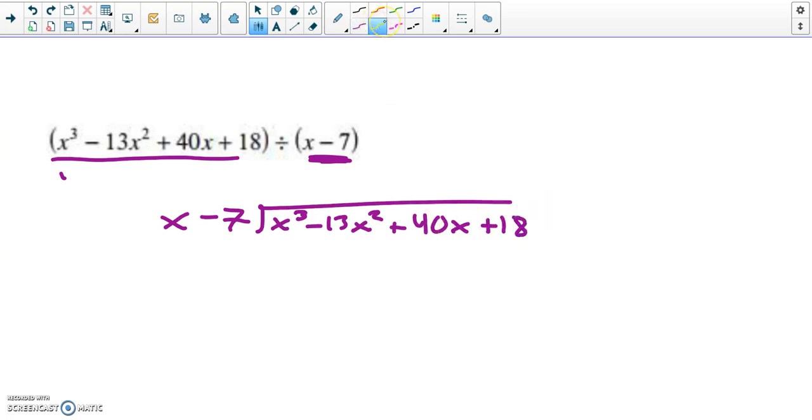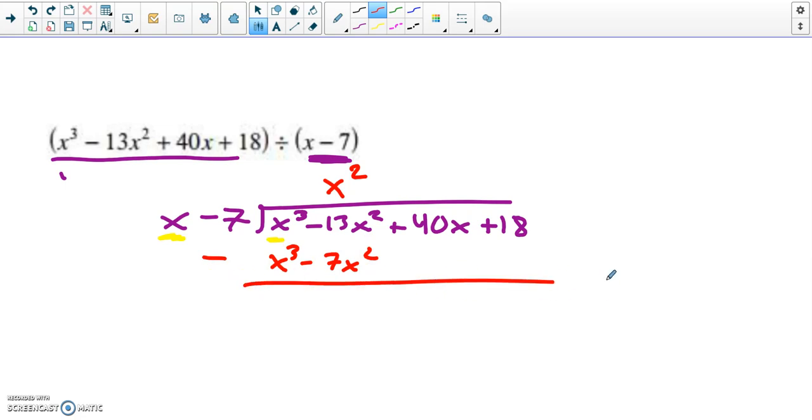Your first question you should ask yourself is, what do you multiply x by to get x cubed? Answer, x squared. And I'm actually going to write that over a little bit. Not that it matters that much, but multiply by x squared. So then I got to do x times x squared to get x cubed. Negative 7 times x squared to get negative 7x squared. Subtract. I'm going to leave you there.